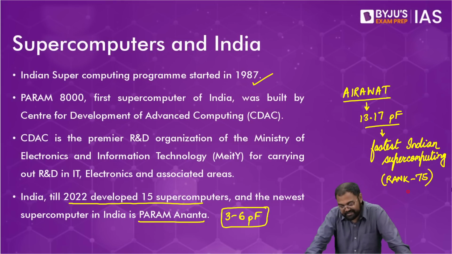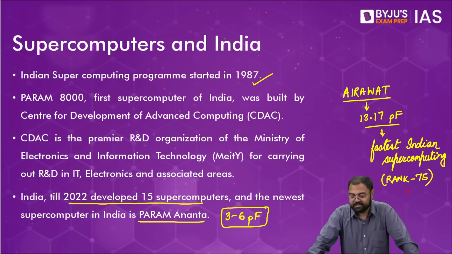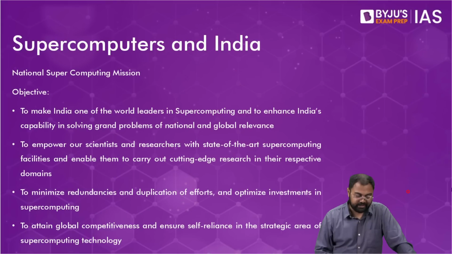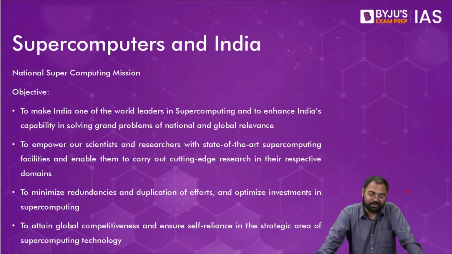So even if it is ranked at 75, now it has become the highest ranked supercomputer. Before that, the fastest Indian supercomputer used to be ranked at 110 to 115. So we see that there is an improvement, and it's good. You should not think that it's not working in the manner that we need to. 13 petaflops is a wonderful speed to have on a computer.